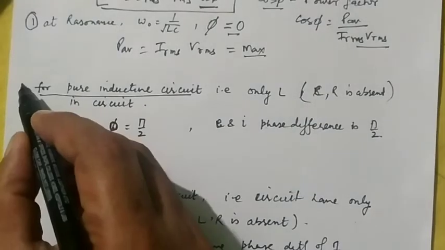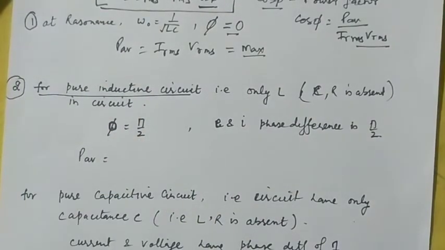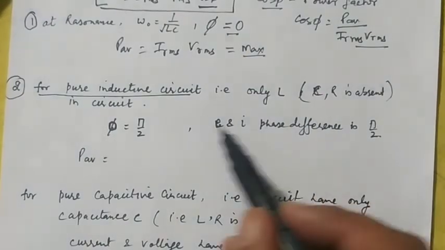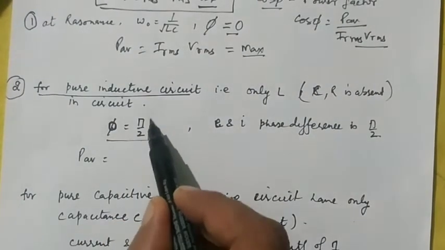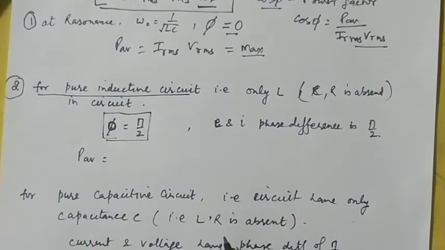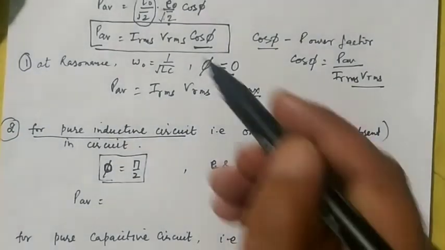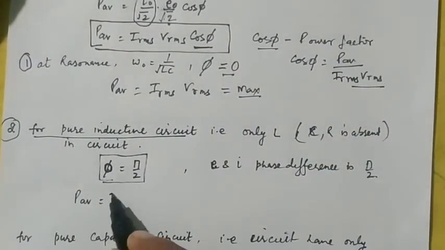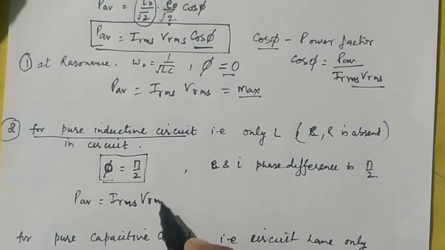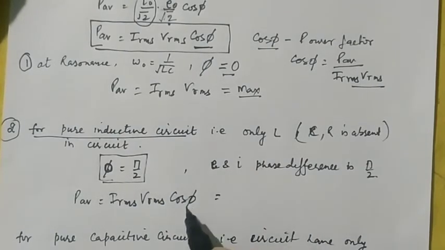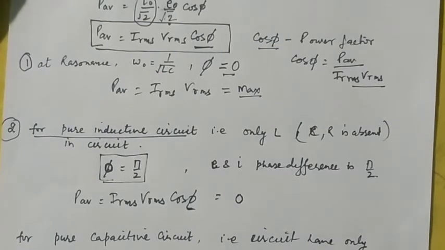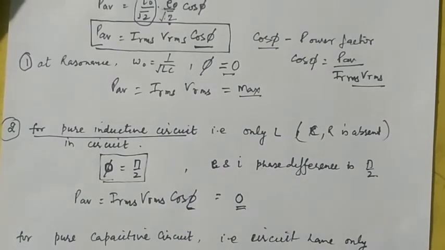Now suppose the circuit contains only an inductor. We know that for the case of an inductor, the current and voltage will have a phase difference of pi by 2. So for this case, if the phase difference is pi by 2, the average power will be equal to how much? That is IRMS, VRMS into cos of phi. So cos pi by 2 is equal to 0. So the average power consumed by a purely inductive circuit, that contains only an inductor, will be equal to 0.